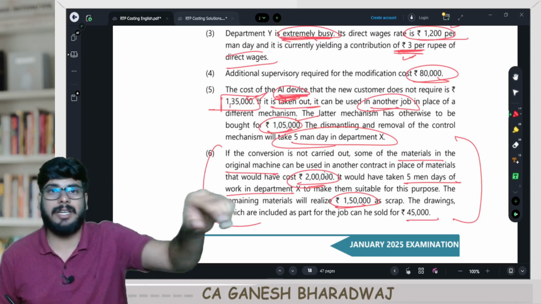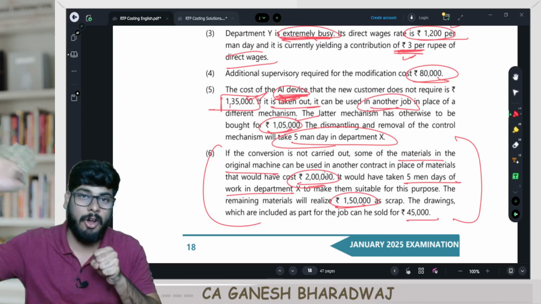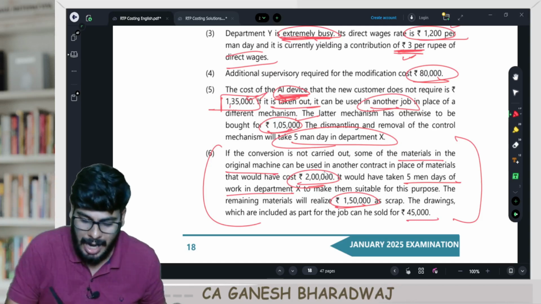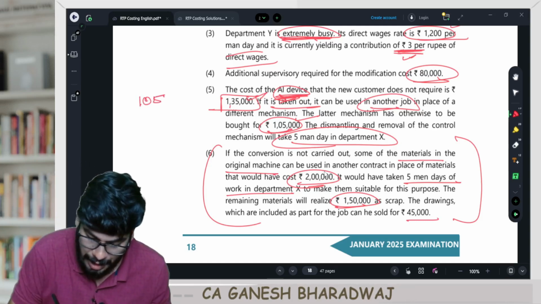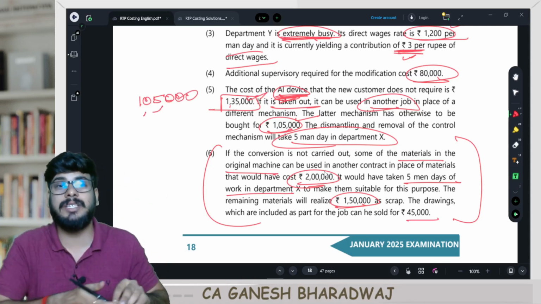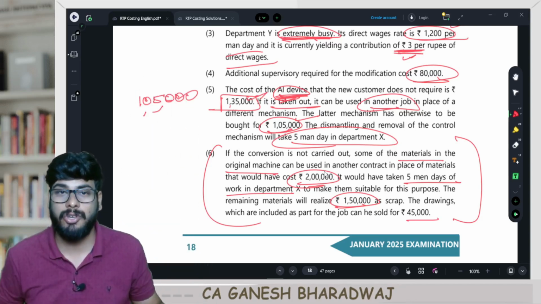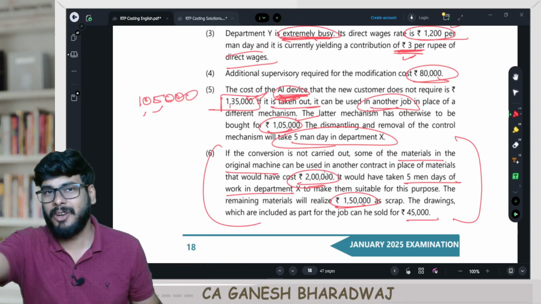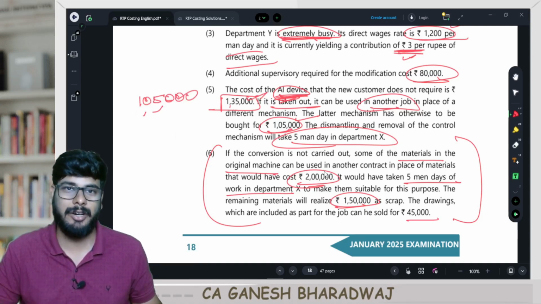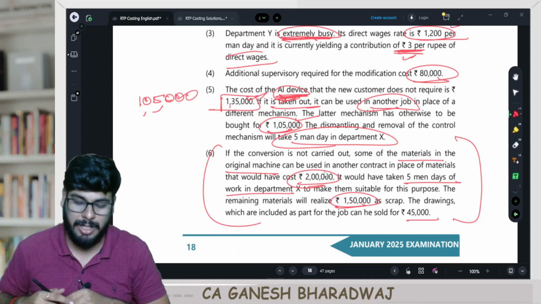So it means what? Since this customer does not want the AI device, I am taking it from here and using it on another job. Because of this, I am able to save how much? 1,05,000 rupees. Are you clear with this? So technically speaking, because of this, I am able to save 1,05,000 rupees. So this needs to go on to reduce your overall cost. Correct or not? Because this guy doesn't want the AI device. So that can be used for another project that is going to save my cost by 1,05,000.